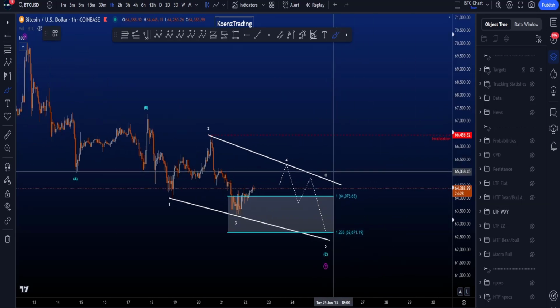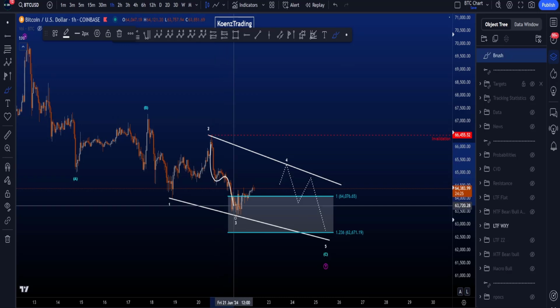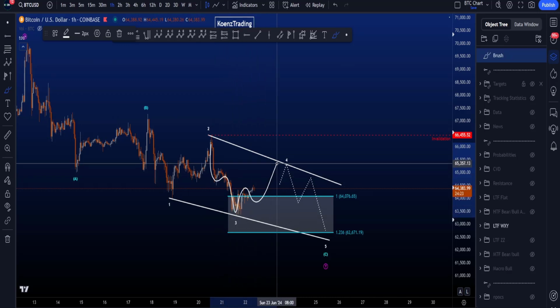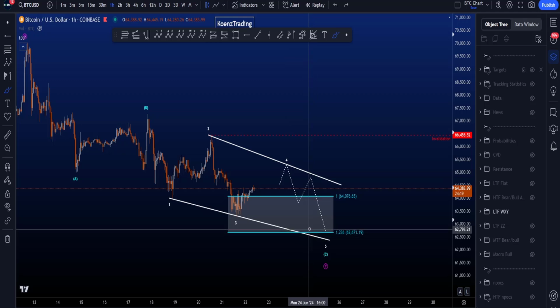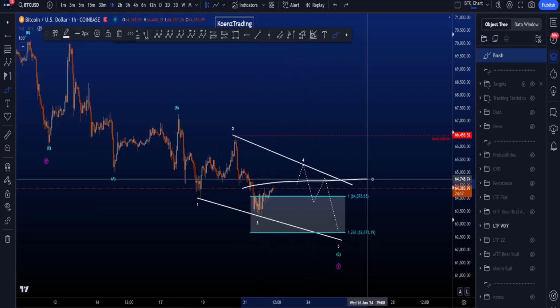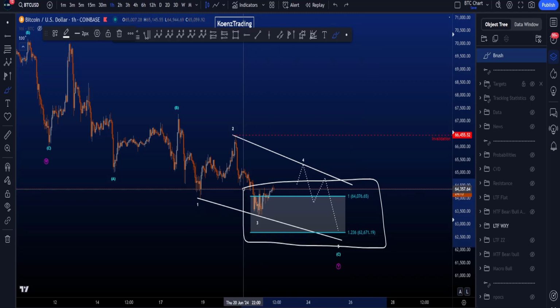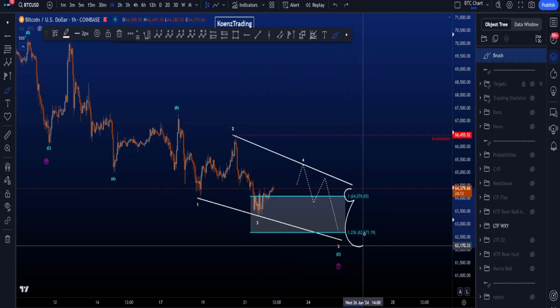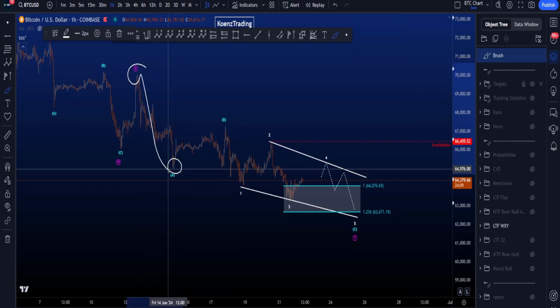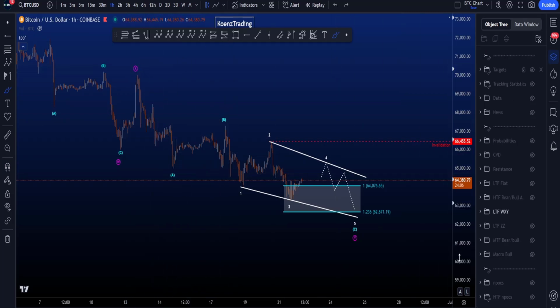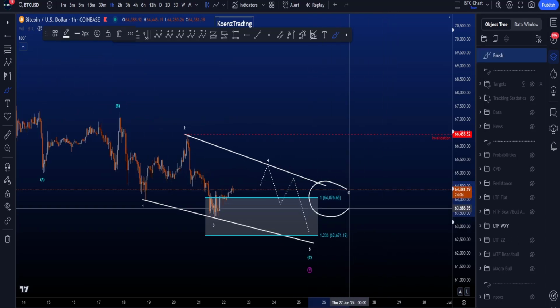In this particular scenario, we then have a three-wave structure in 3, look for a three-wave structure in 4, and then a final three-wave move towards the downside in a wave 5. The common target for your wave C is in the blue box over here, the 1 to 1.236 trend-based fib extension, taken from the start to the end of A to the end of B, giving you a target between 64.1k and 62.6k.